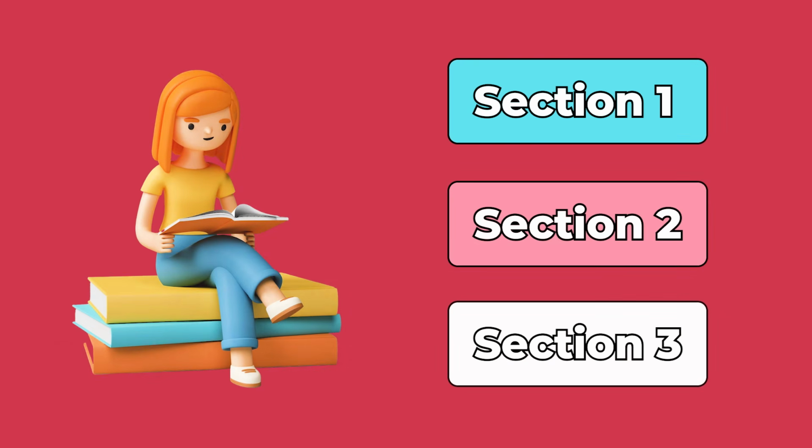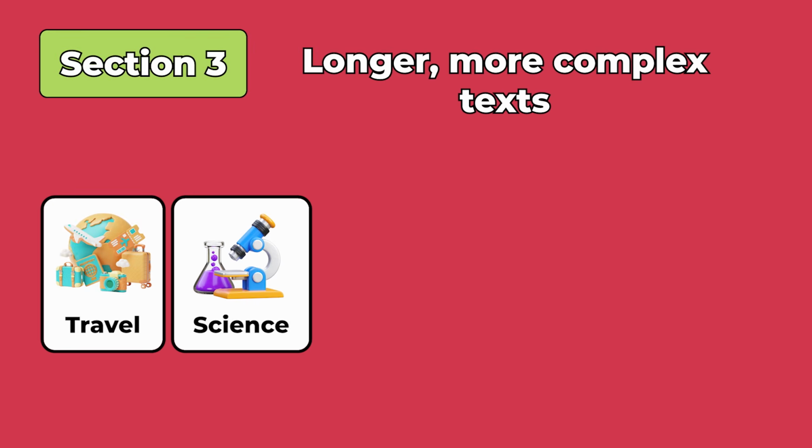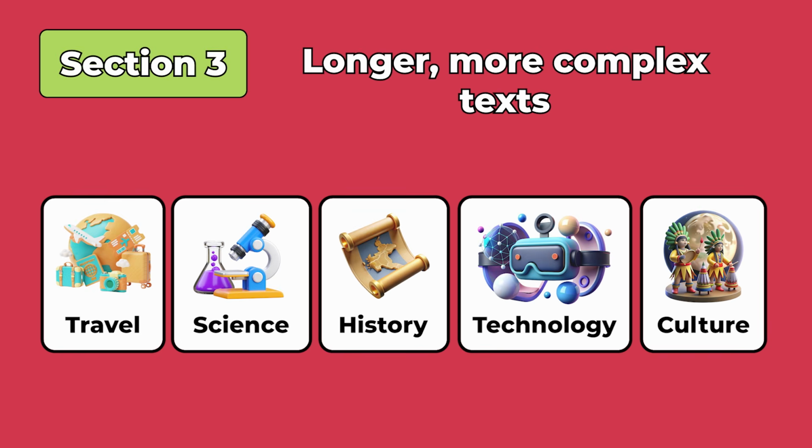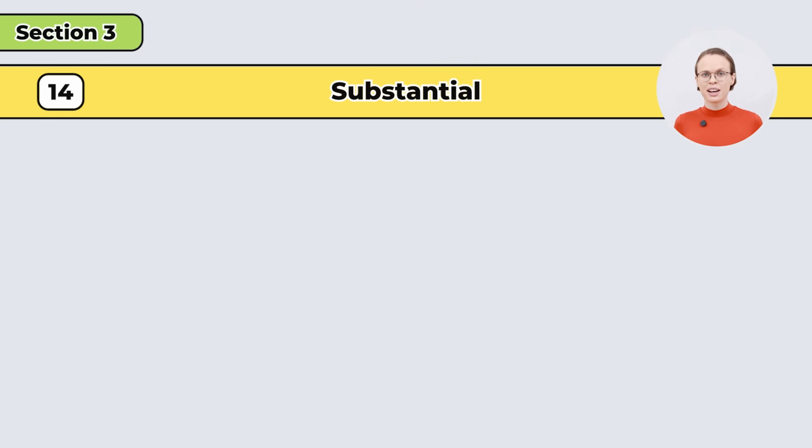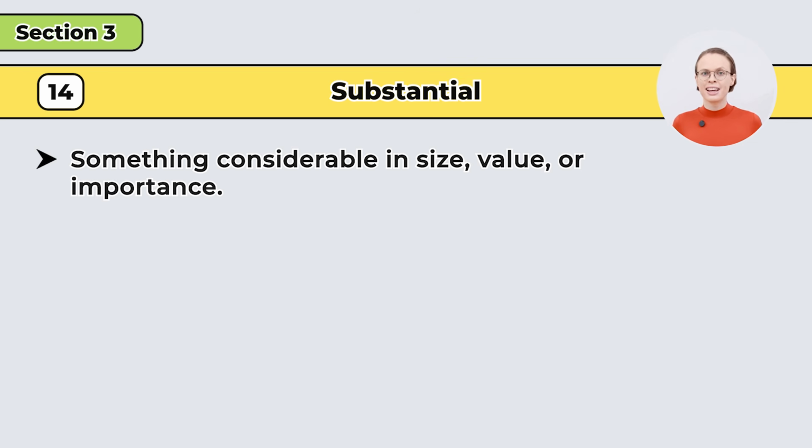Let's move to vocabulary that's essential for Section 3. Here you'll encounter longer, more complex texts on topics like travel, science, history, technology, and culture. Substantial describes something considerable in size, value, or importance.